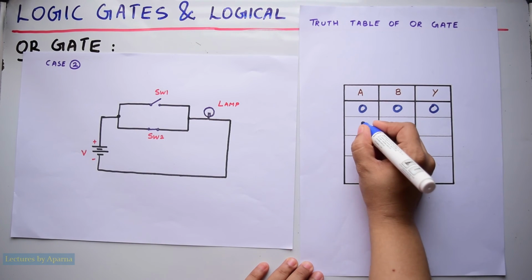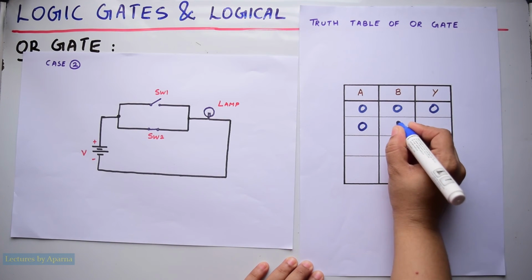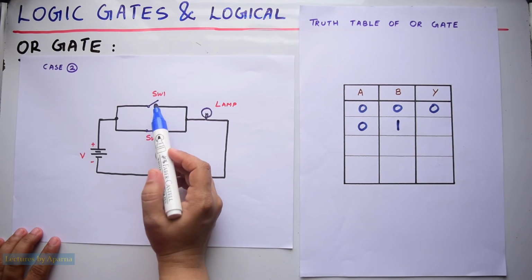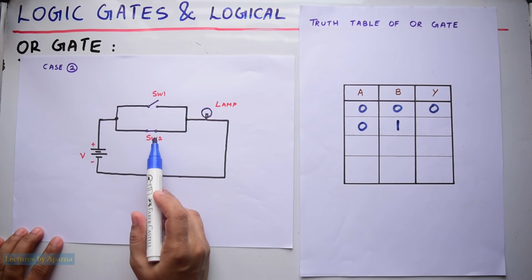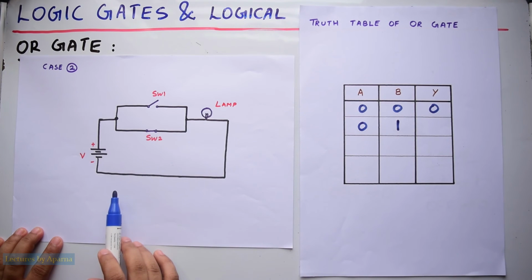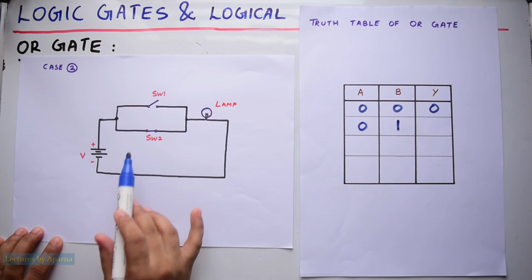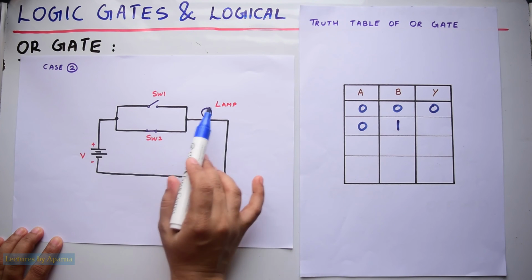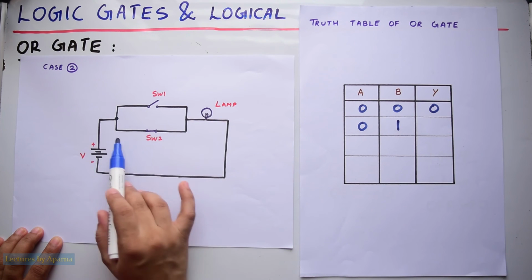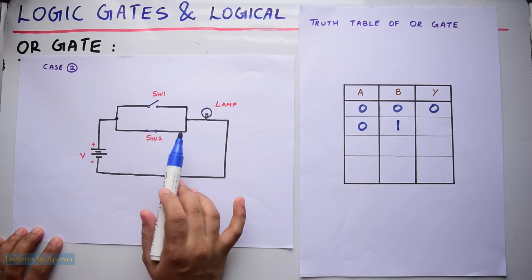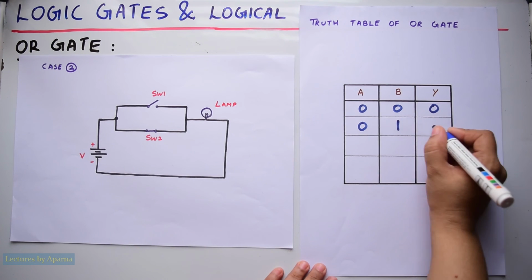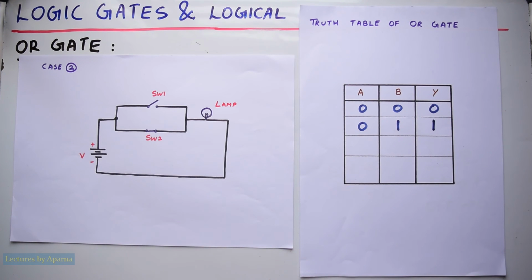Now consider the case when A is equal to 0 and B is equal to 1. This means switch 1 is off and switch 2 is on. So the circuit will be like this. Switch 2 is on, which means it will be in a closed position. Now the lamp will be connected to the battery through this path. So it will be lit. That means it is a logic 1. And at the output you will get a logic 1.